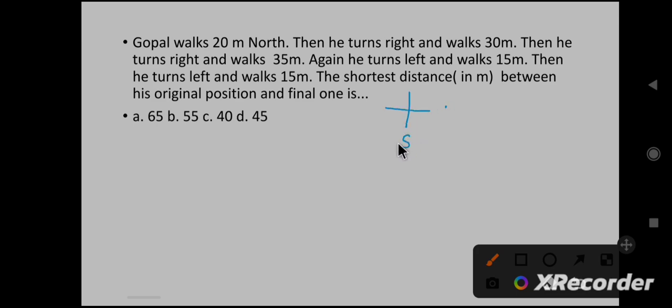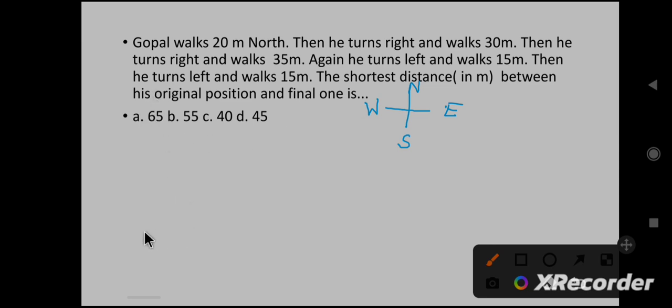We know that this is south, this is north, this is east, and this is west. This is the very important thing which we need to know: north, south, and here east, west. So east, west, north and south, this direction we need to remember. According to this, we have to draw the map.